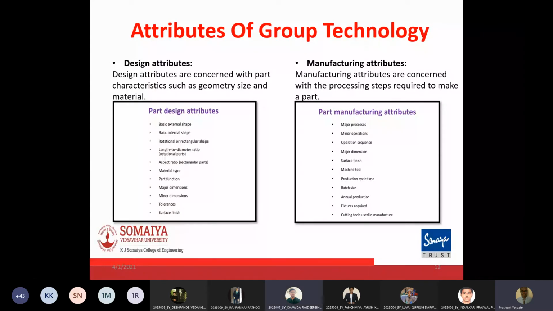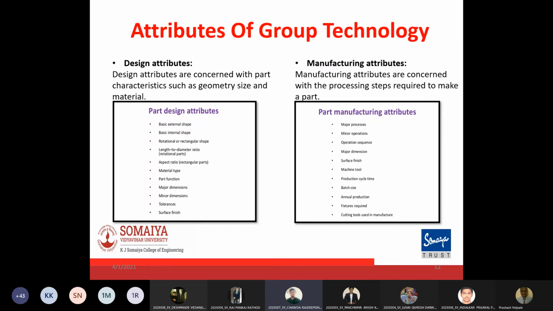Attributes of group technology. Attributes are used to decompose a large manufacturing system into smaller subsystems of part families based on their similarities in design attributes and manufacturing attributes. In design attributes, parts are clubbed into a family on the basis of their design parameters. First, on the basis of external shape or internal shape, parts are clubbed into one group.